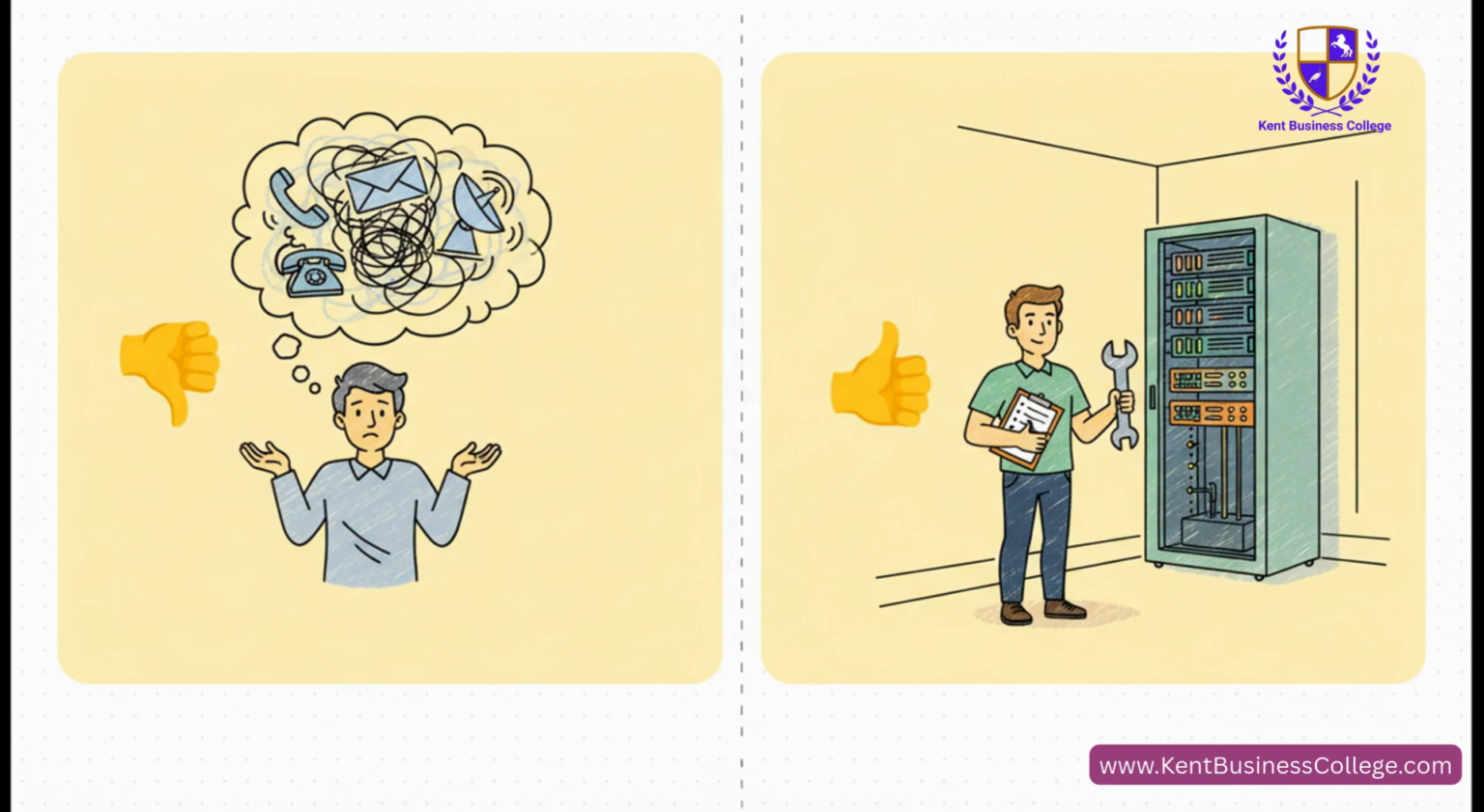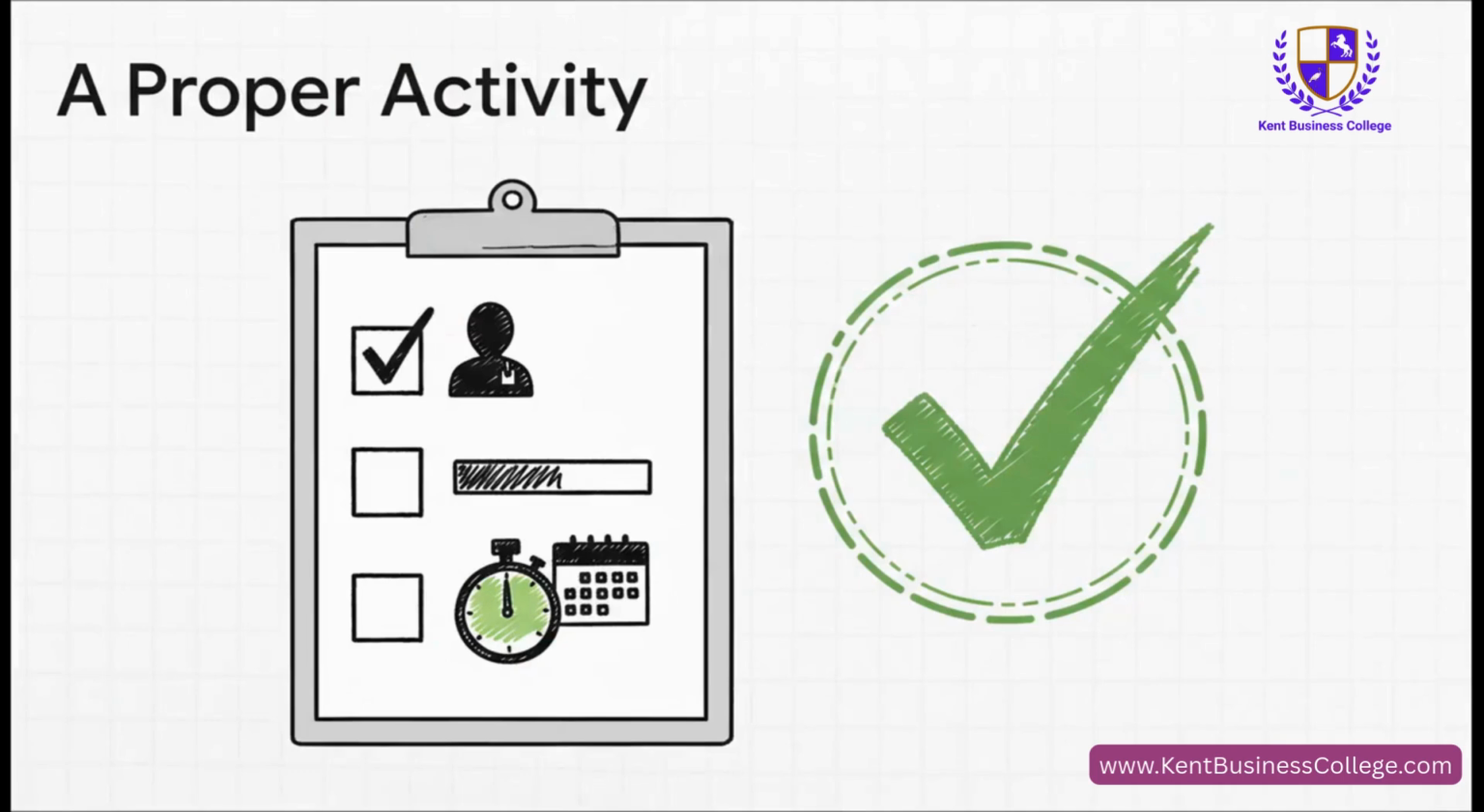Who knows? But then look at the right. Install comms cabinets in Station A plant room. Ah, now we're talking. See, it's got a doing word, install, and a specific thing. You know exactly what's happening and where it's happening. That's a proper activity.